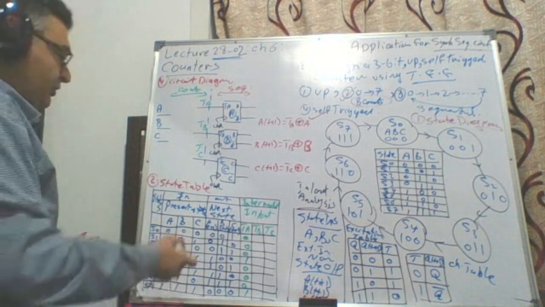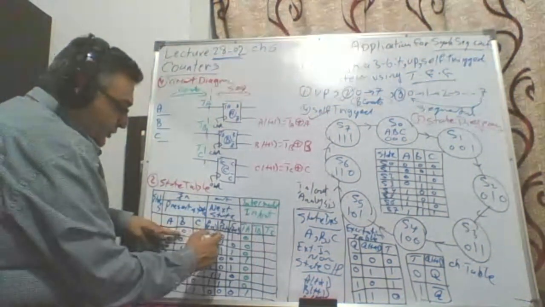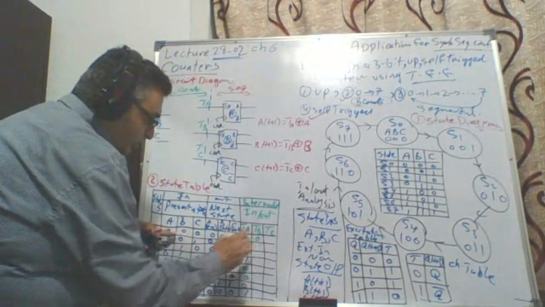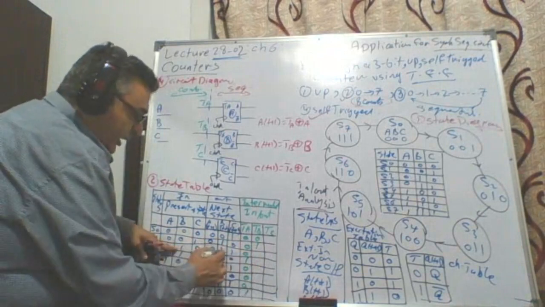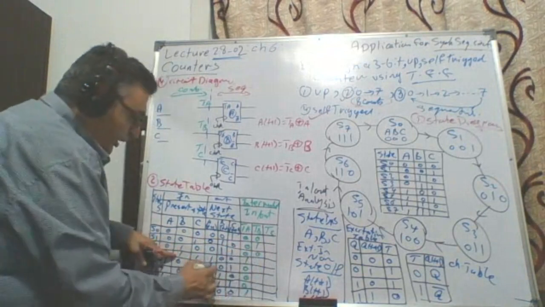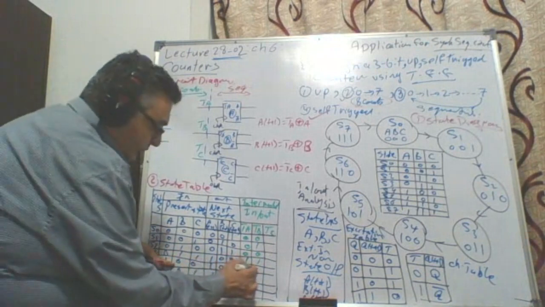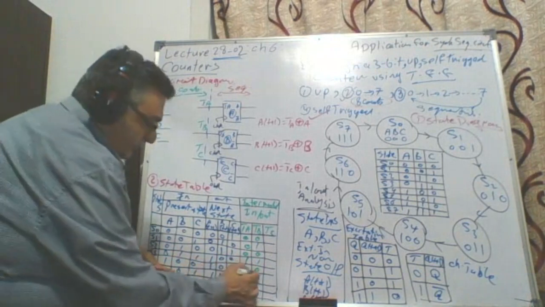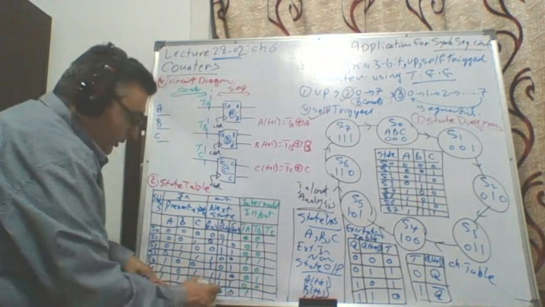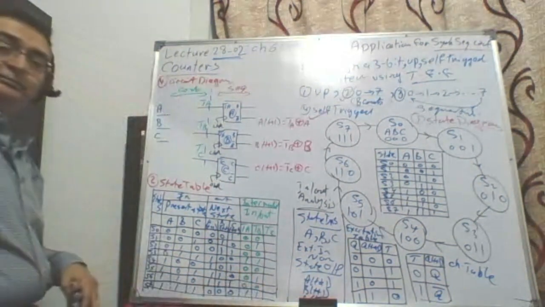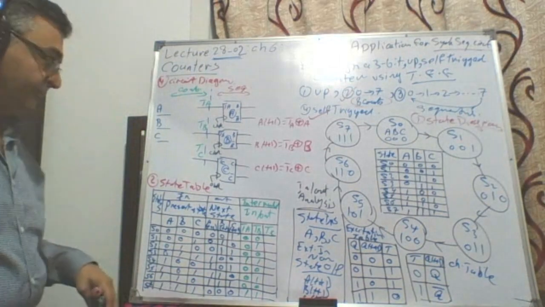Similarly, I can do it for TB. B and B of T plus 1. 0, 0 means 0. 0, 1 means 1. 1, 1 means 0. 1, 0 means 1. Then 0, 0 means 0, 0, 1, 1. 1, 1, 0. 1, 0, 1. So I derive the column for TB.